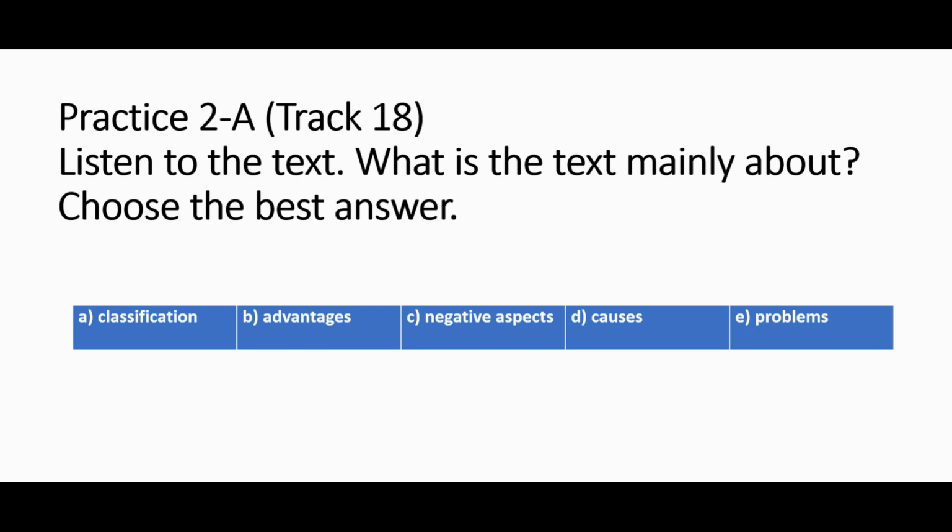Practice 2. A. Listen to the text. What is the text mainly about? Choose the best answer.